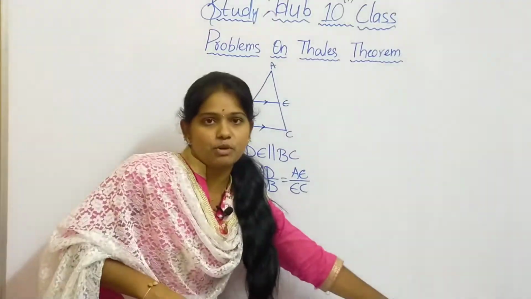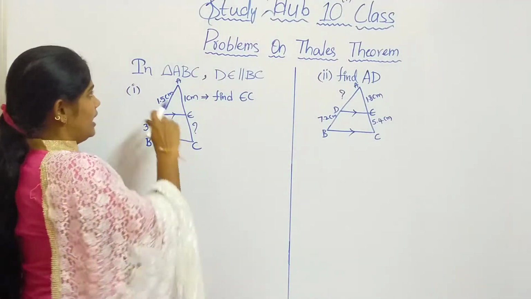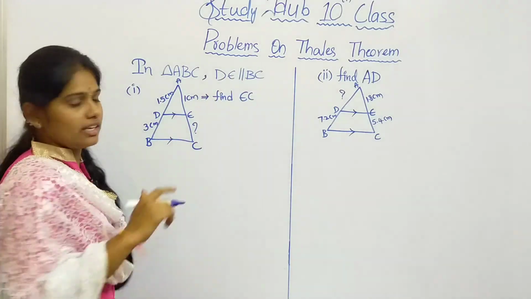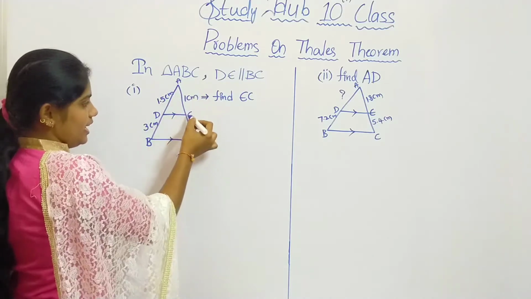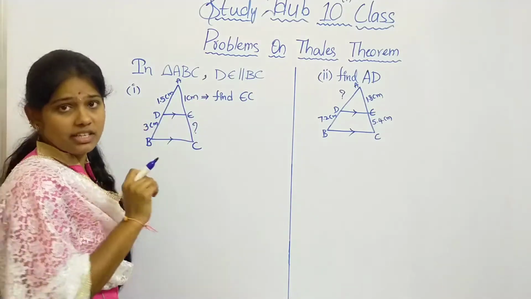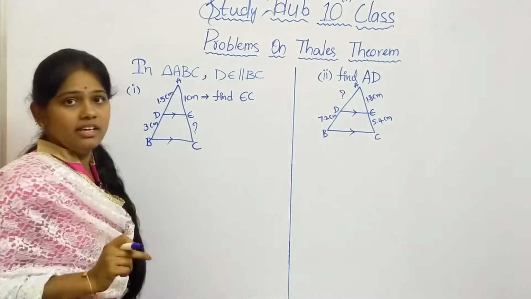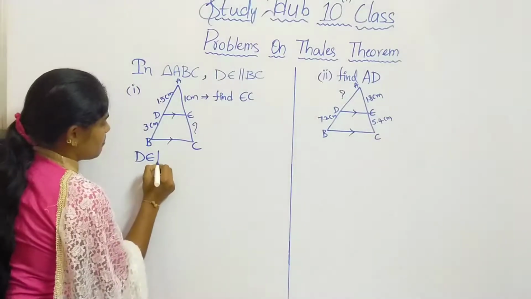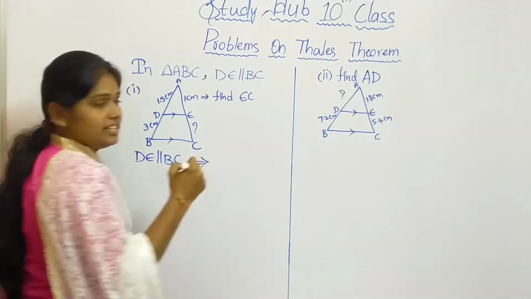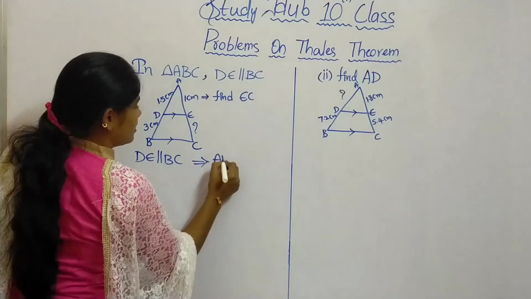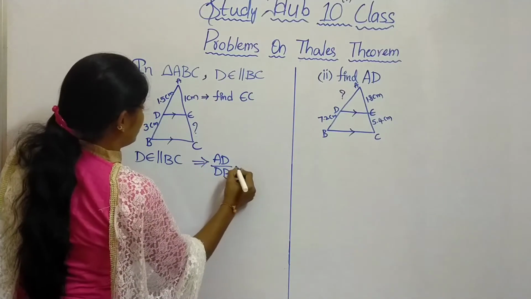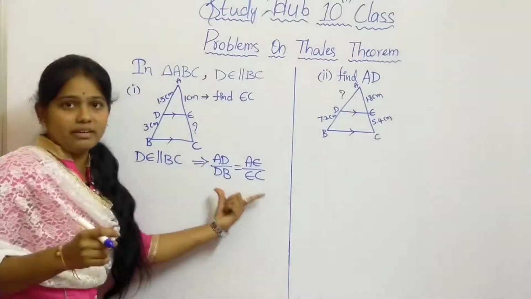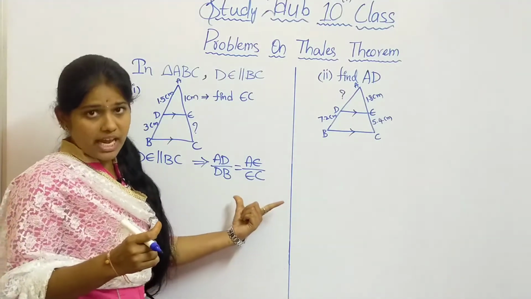So let's start our first problem. In triangle ABC, given that DE is parallel to BC, find the value of EC. In this, the values of AD, DB and AE are given, and one more condition is given: DE is parallel to BC. So according to the BPT theorem, we can write the condition AD by DB is equal to AE by EC. This is the condition we have written by using the basic proportionality theorem.